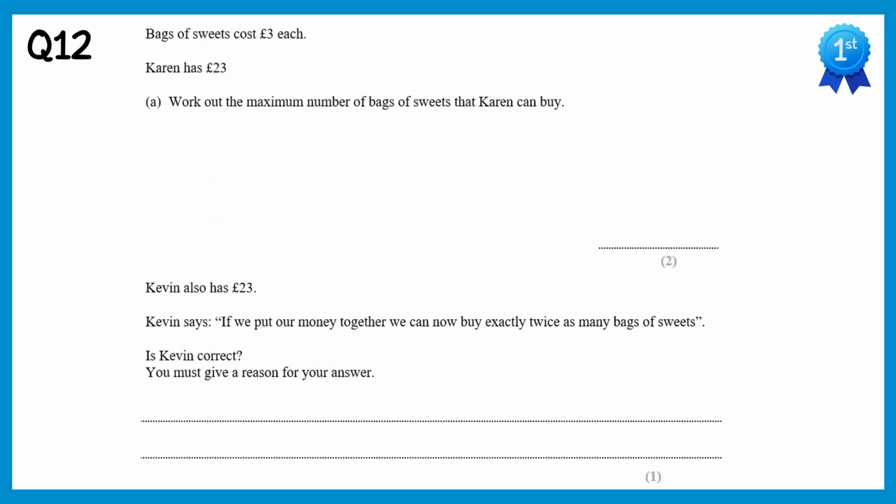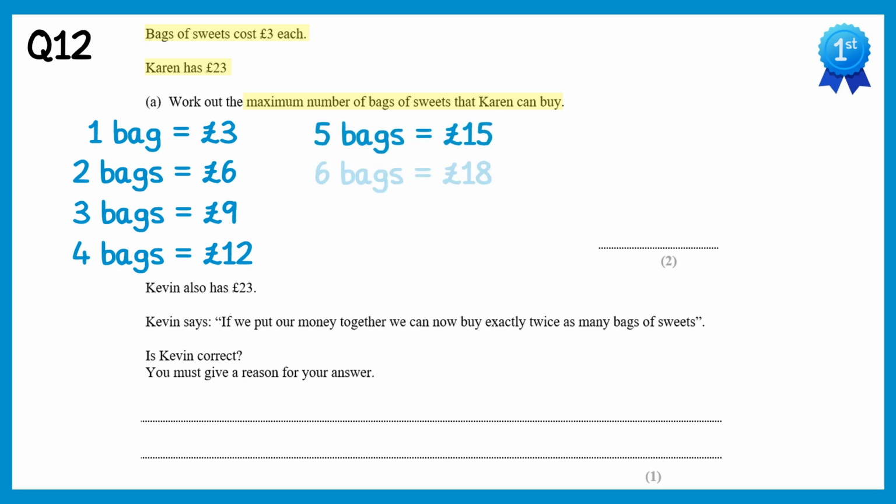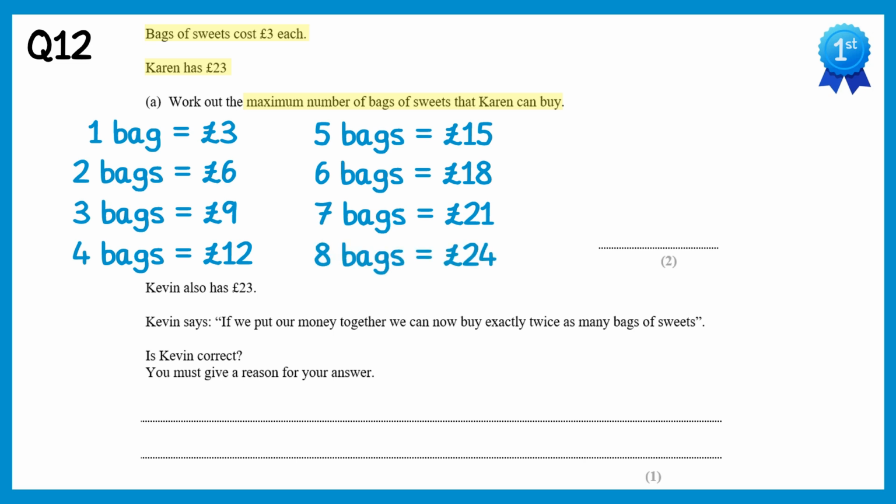In this question, we've got bags of sweets at £3 and Karen has £23. We need to work out the maximum number of bags that Karen can buy. So if one bag is £3, then 2 bags will be £6. 3 bags will be £3 more, so £9, and then 4 bags, £12, and so on with the 3 times table, and we'll find out that 7 bags is £21, and 8 bags is £24. Now Karen only has £23, so she can't buy that 8th bag, she can only buy 7 bags. So the answer to part A is 7 bags.